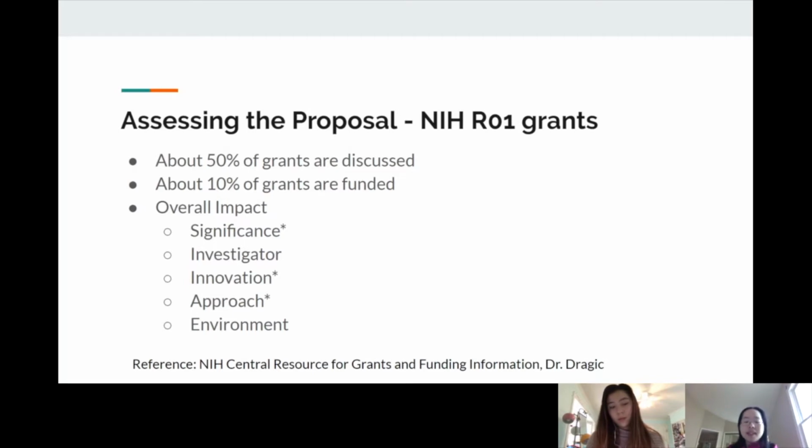Innovation we talked about previously. Approach is basically the research methods that we talked about previously. And the environment is about the resources that are available to the investigators. Do they have the proper equipment? Do they have the proper team, or do they have a good team to help them make this project a success?